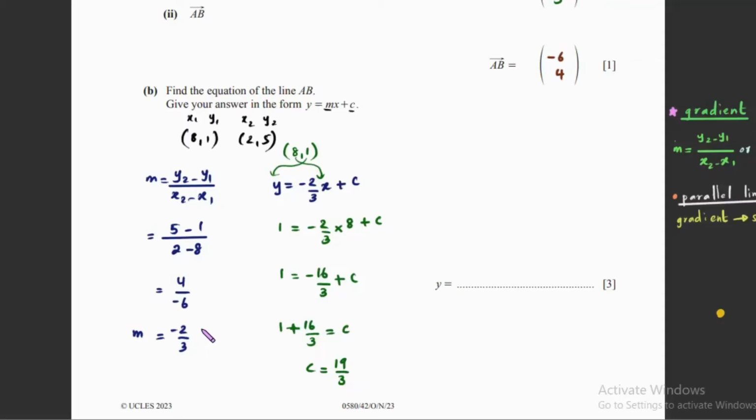Now we know the gradient, the same way we know the y-intercept as well. So the equation is y is equal to -2/3 x plus 19/3. This is what we get. Let's move on to the next question that we have.